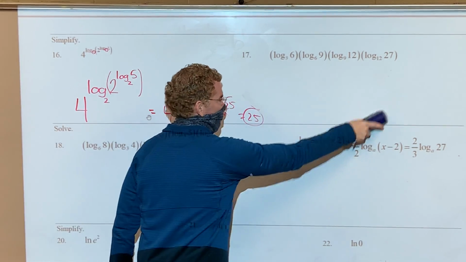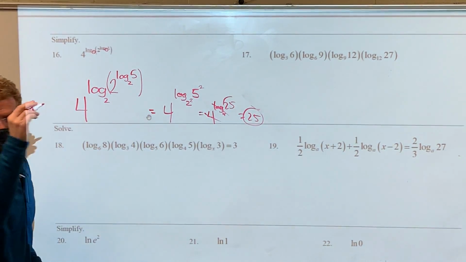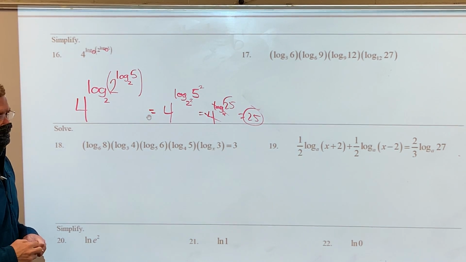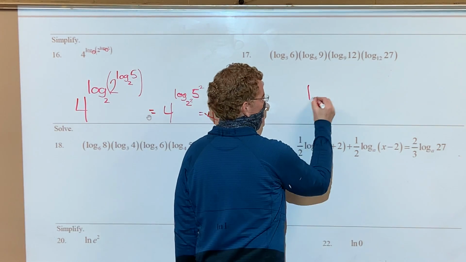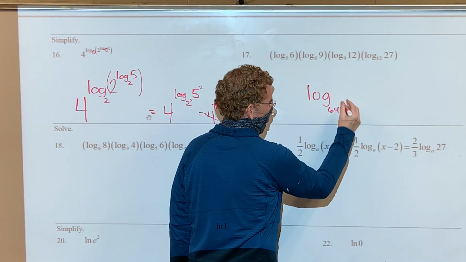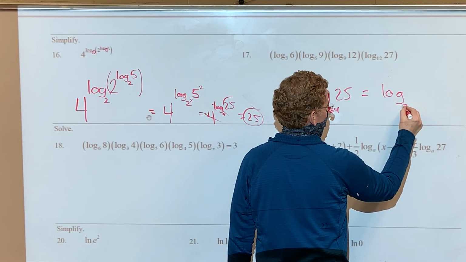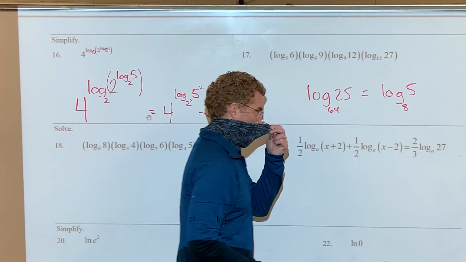So if you know that rule, which it's somewhere on your sheet, or your list of stuff, it's kind of nice. Which means stuff like this. Like guys, if I had log base 64 of 25, is that the same thing as log base 8 of 5?